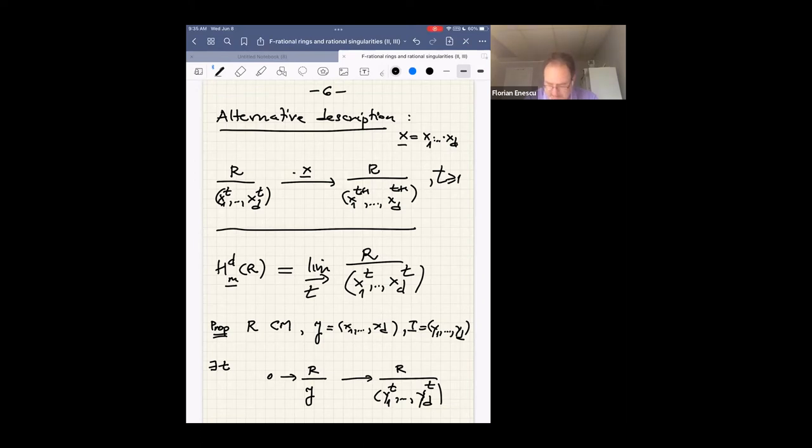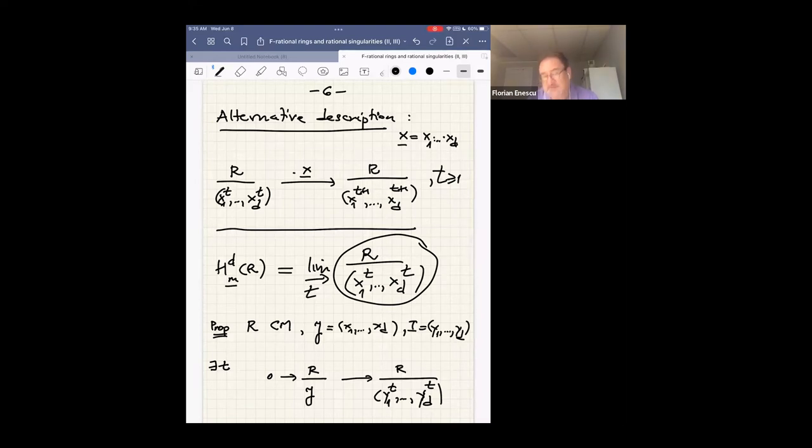One observation would be that when the ring R is Cohen-Macaulay, all these maps are injective. This comes from the regular sequence property of the system of parameters X1 to XD. So this map will be injective if R is Cohen-Macaulay. And you can think of the highest local cohomology as a direct union of this type of rings. You just have to realize that the transition maps are multiplications by this X underline, okay?